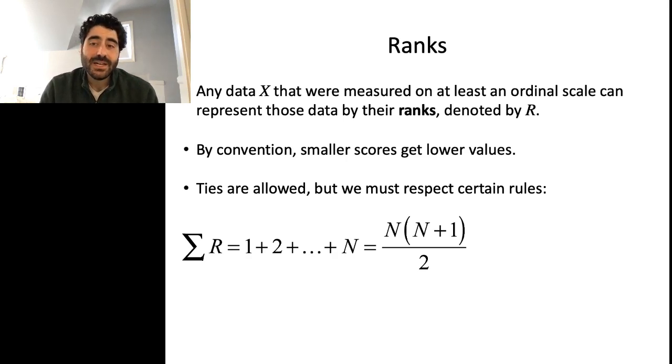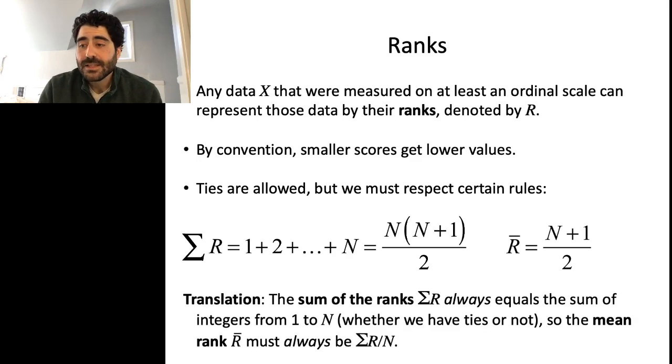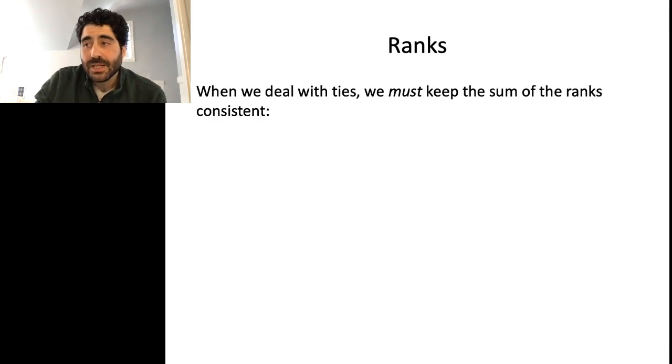If we have numbers from 1 to 10, for example, the average would just be 10 plus 1 divided by 2. What we want to make sure is that that average rank is always true, even if there's ties. So we have to be a little bit careful with the ties to make sure that we don't mess up this average rank, because the tests we're going to set up assume that the average rank is always n plus 1 over 2.